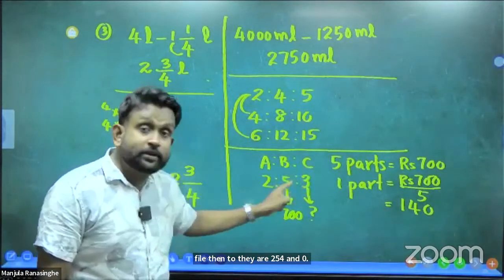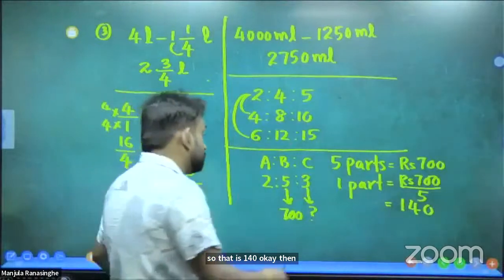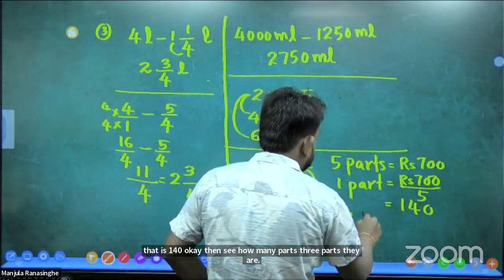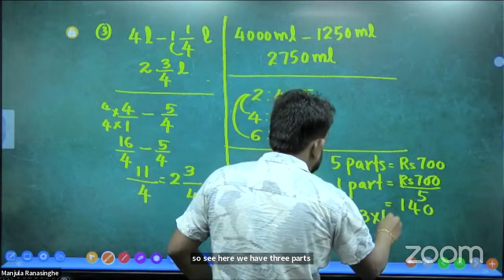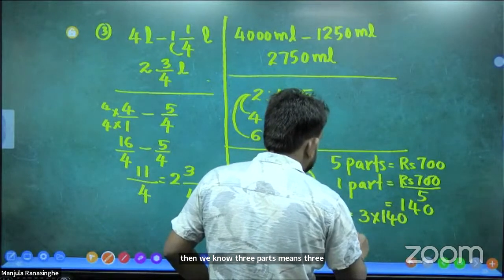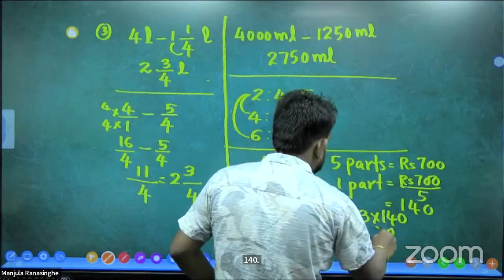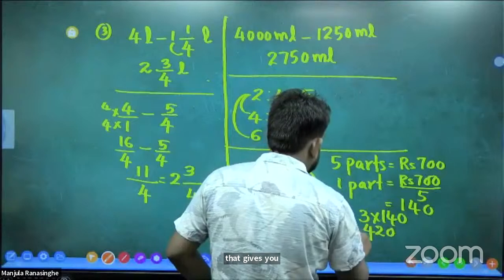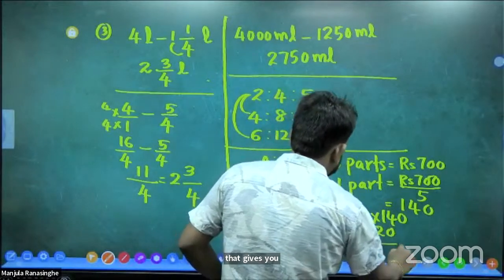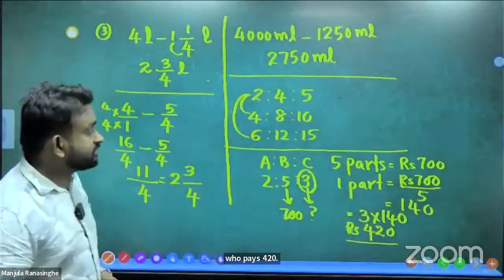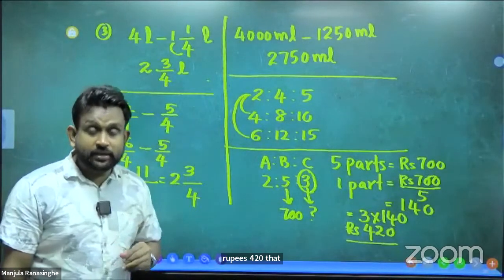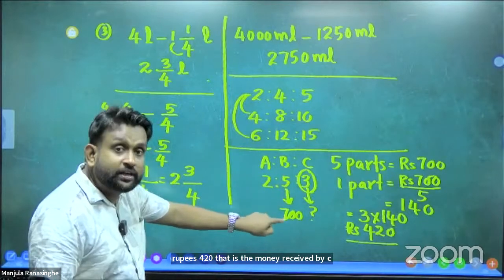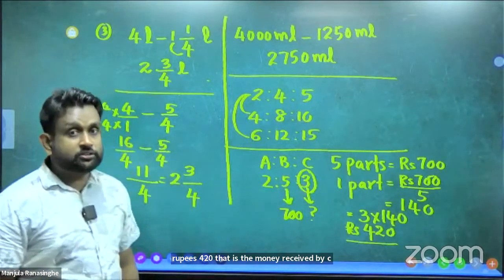Then see how many parts C has. 3 parts. So 3 parts means 3 into 140, which gives you rupees 420. That is the money received by C. Whenever such a question is given, find one part: 5 parts is 700, 1 part found, then find such 3 parts.